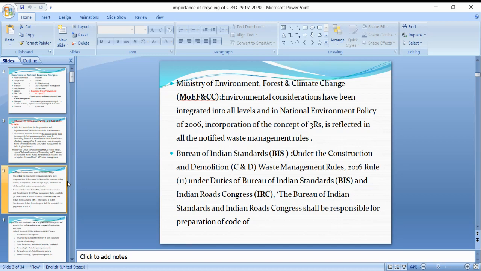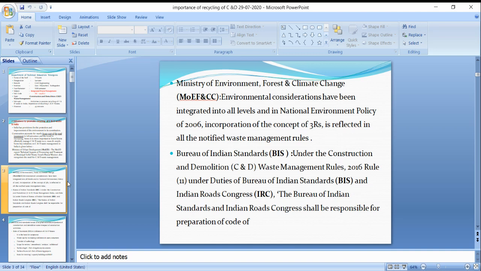In that, the first duties are of the Indian Standards and also the Indian Roads Congress. So roads also we will construct, and in that also we will get a lot of waste. So that is looked after by the IRC, and the Bureau of Indian Standards will look after the rest. So we will follow the standards of the Indian Standard. We civil engineers all follow the Indian Standard. So that is BIS.